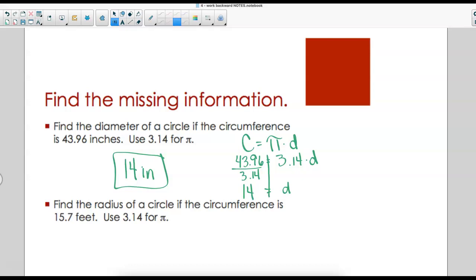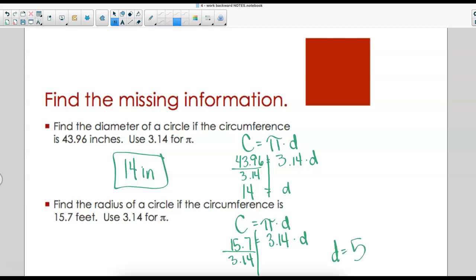Okay, the second one says find the radius of a circle if the circumference is 15.7 feet. Which formula should I start with? I can't switch to the area formula because I don't know A, right? I have to stick with C equals pi times D. The circumference is 15.7 equals 3.14 times D, and then we solve it, divide by 3.14. 15.7 divided by 3.14. I get D equals 5.